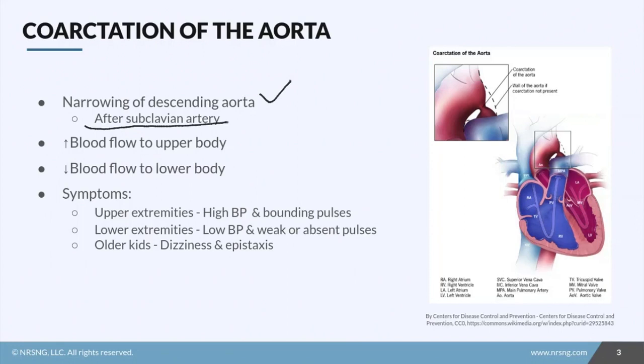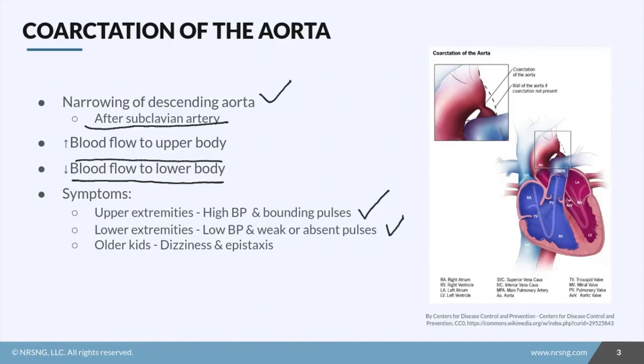And this is important because if it's happening after the subclavian artery, it means that there's going to be an increased amount of blood flow to the upper body and a decreased amount of blood flow to the lower body. And this pathology explains the classic symptoms that we see with coarctation of the aorta. These classic symptoms are high blood pressure and bounding pulses in the upper extremities, low blood pressure or weak or absent pulses in the lower extremities.